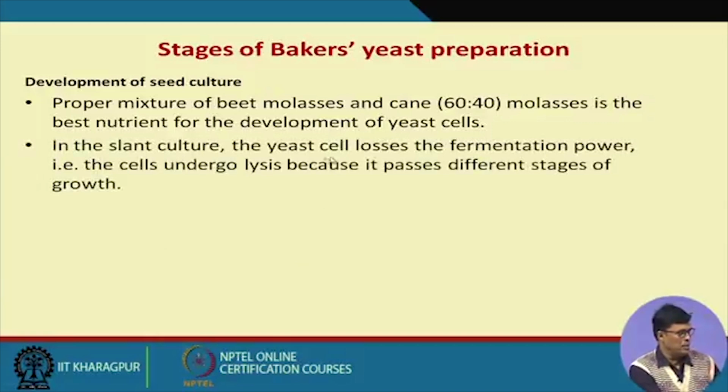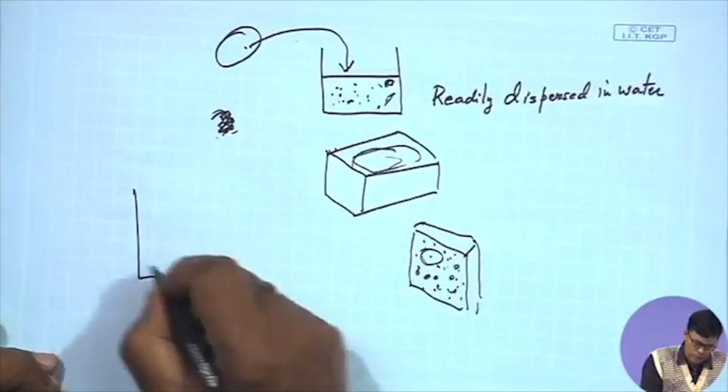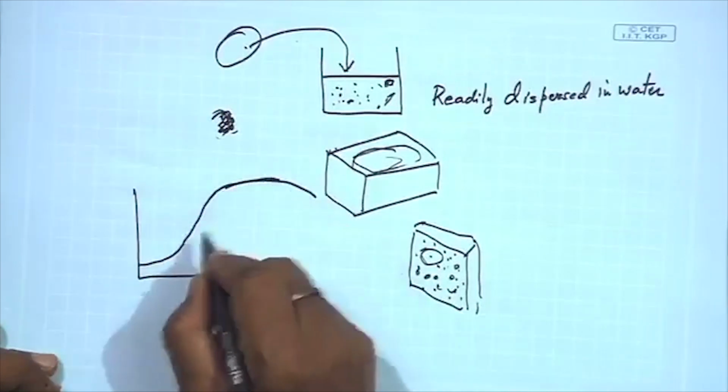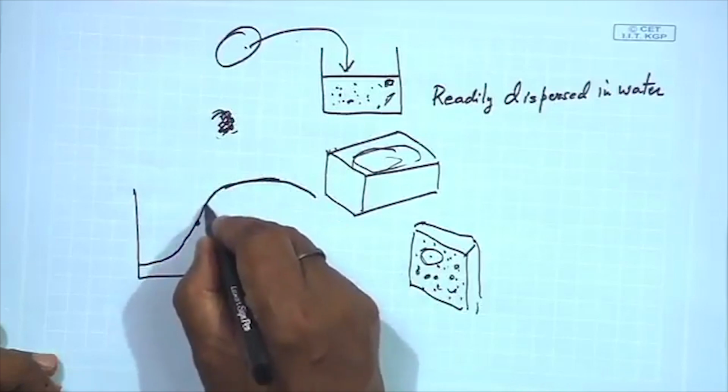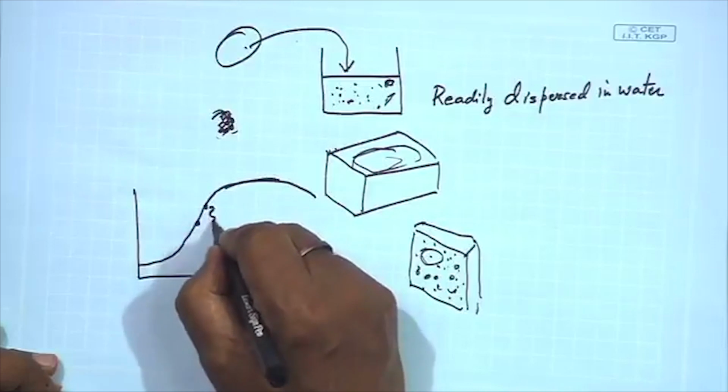In the slant culture, the yeast cell loses its fermenting power, that is, the cell undergoes lysis because it passes through different stages of growth. The time factor is important: the log phase is the most important for growth and multiplication of the yeast cells. I told you several times that whenever we do the inoculation, we always consider the growth cycle of the cells. This is the mid log phase and this is the late log phase, and we always do the inoculation in between these phases.